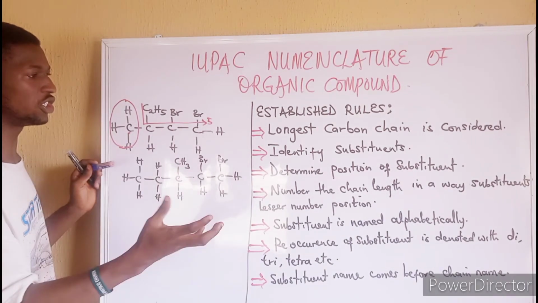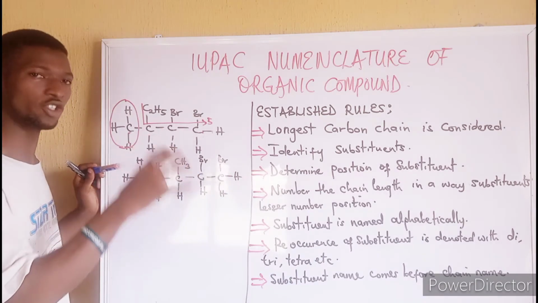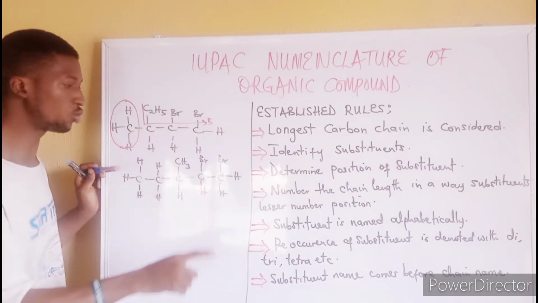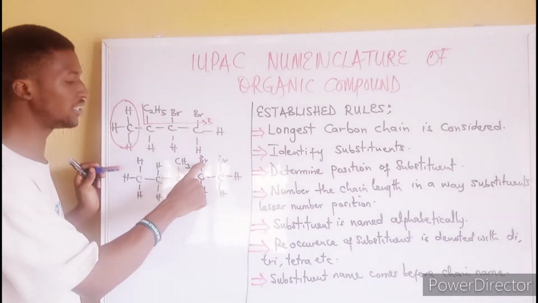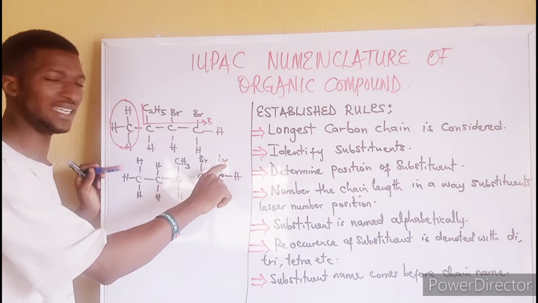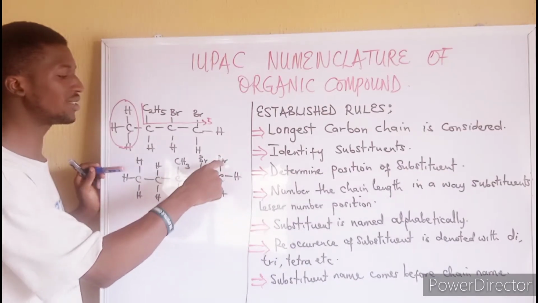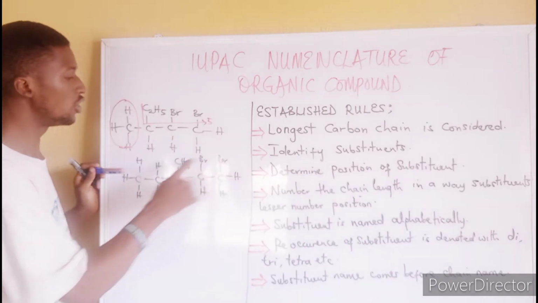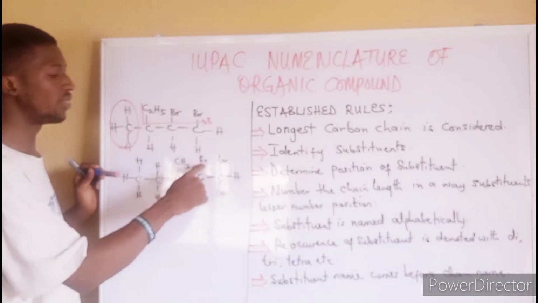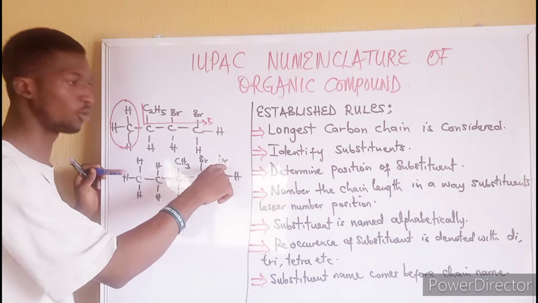Another substituent which you need to determine is that when the atom attached to carbon is not hydrogen, it is also a substituent. So this bromine is not hydrogen, it's attached to this carbon, so it's a substituent. This bromine here is also attached to carbon, it's not hydrogen, so it is a substituent. So we have 3 substituents identified here. The first one is methyl, the second one is bromine, the third one is also bromine.